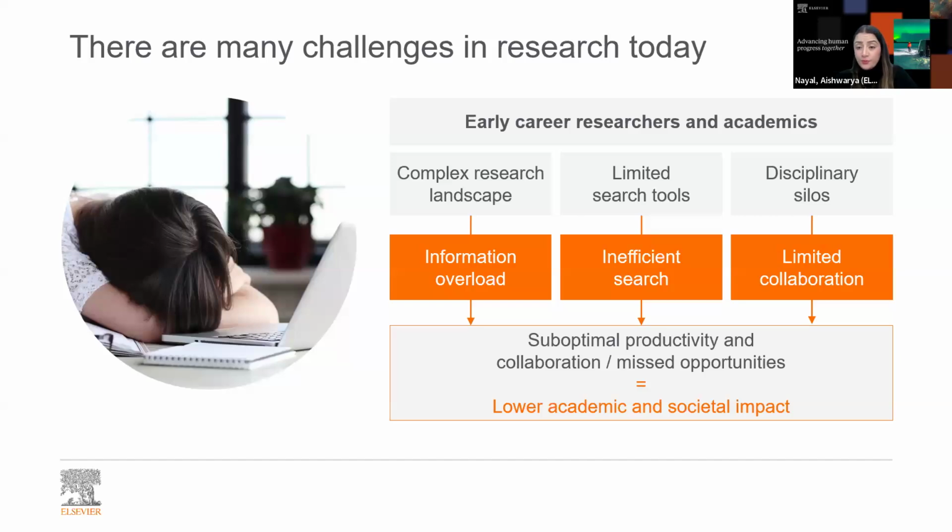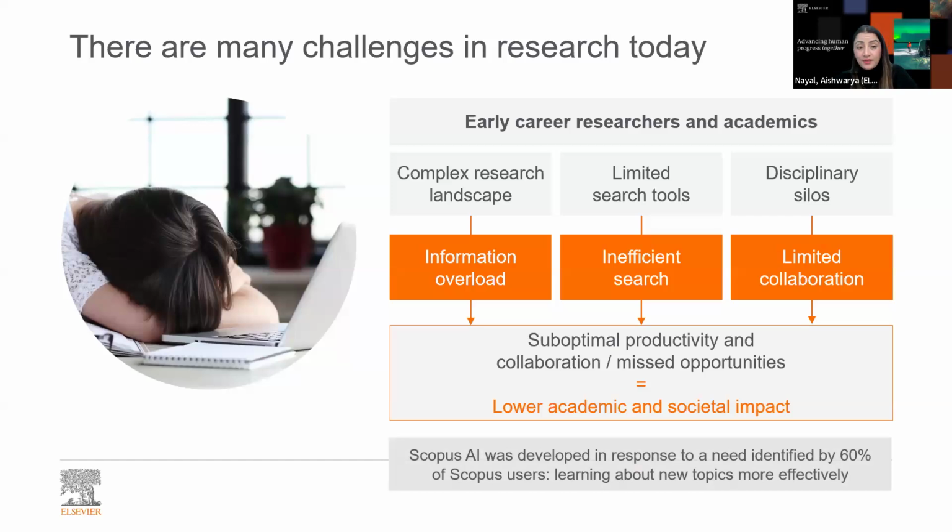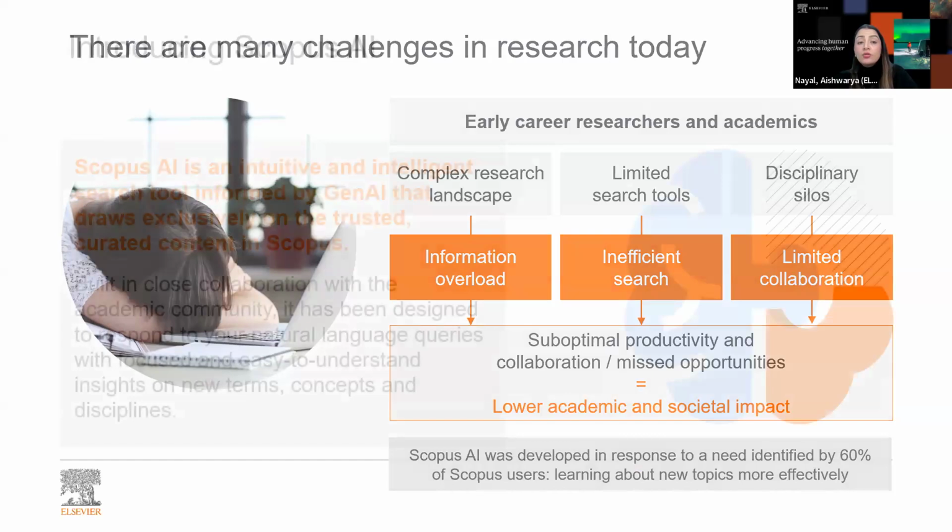And there is information overload, and the limited search tools that we have aren't good enough. Even if you understand one domain, the silos around the disciplines can make collaboration difficult. And this all results in suboptimal productivity and missed opportunities, which limits the societal and academic impact of your work. And that's the problem we are here to solve. Scopus AI was developed in response to a need identified by 60% of Scopus users: learning about new topics effectively.